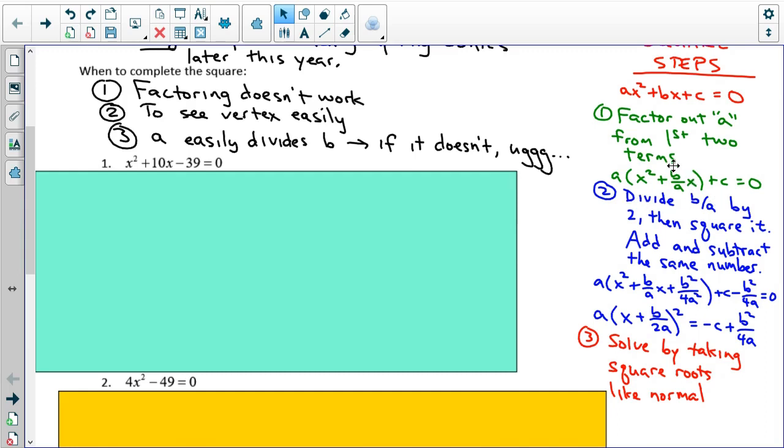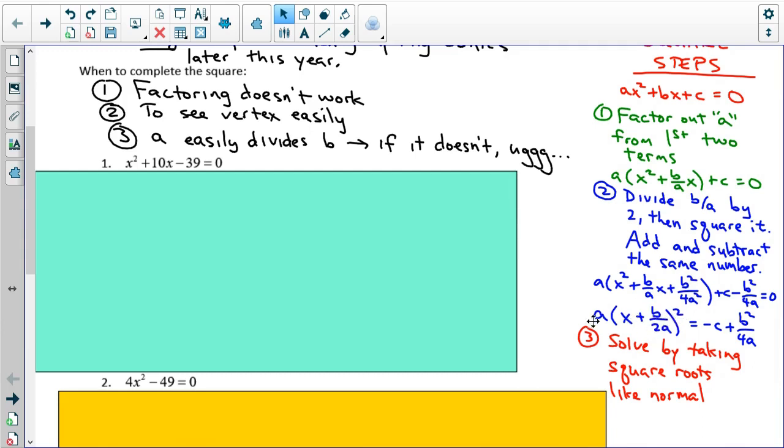Then we'll divide this b over a by 2 and square it. That's essentially completing the square. This is the completing the square step. So we add and subtract the same number from one side, or we could also add the same number to both sides. The main thing is keeping it balanced. The thing that we're adding is this b squared over 4a squared, which is this number, b over 2a, squared.